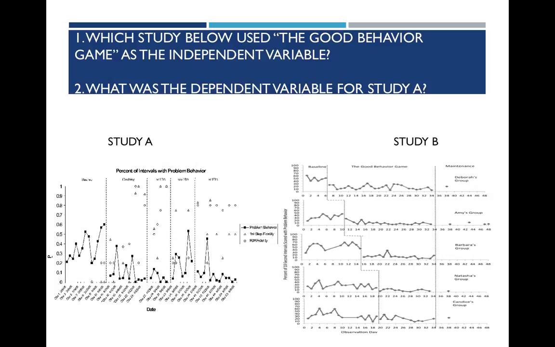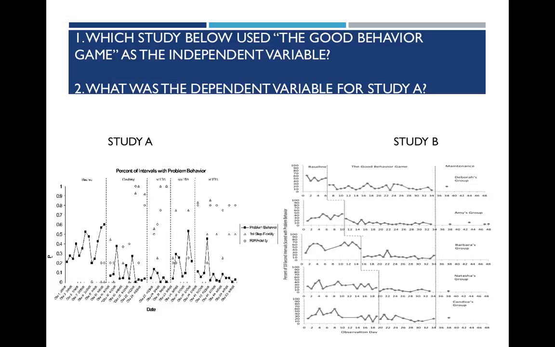Look at study B. What is the independent variable in study B? Implementation of the good behavior game. What is the dependent variable? In this case, percent of 10-second intervals with problem behavior. So again, one of the things that you would be expected to do is to say, from simply looking at this design, I can infer what the research question is. Is there a functional relation between implementation of the good behavior game and decrease in the proportion or percent of 10-second intervals with problem behavior?